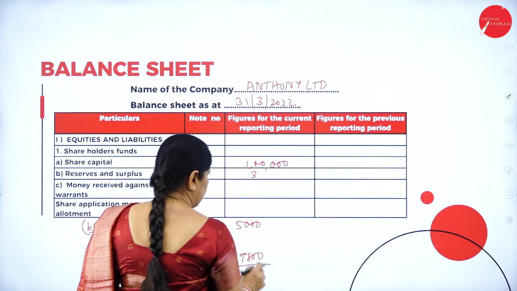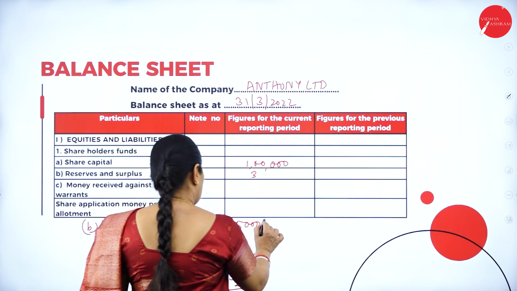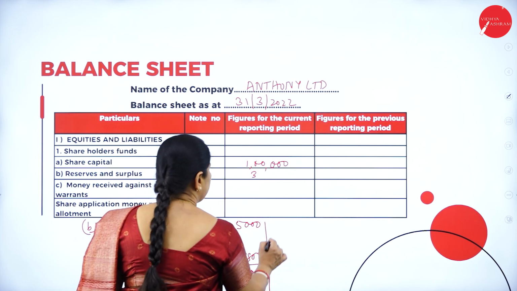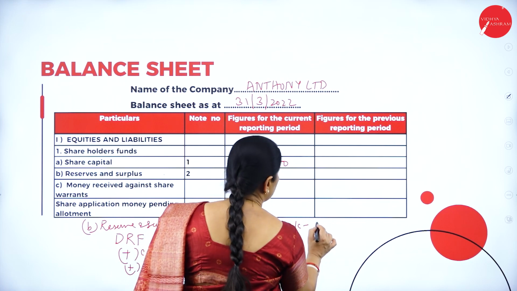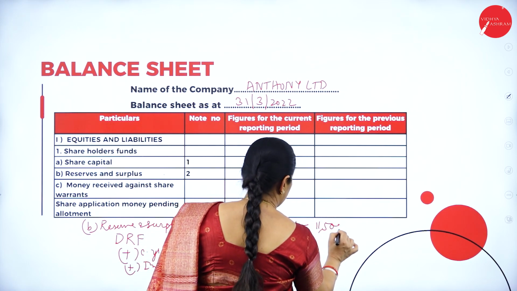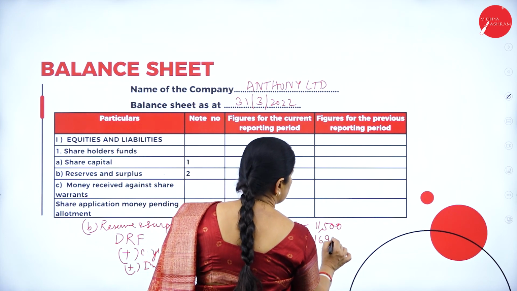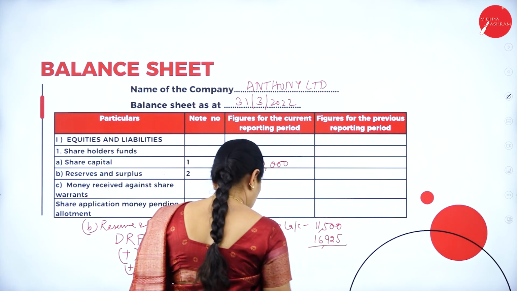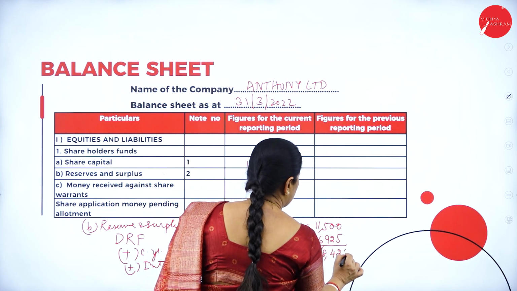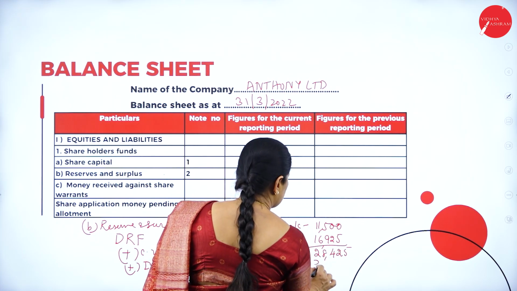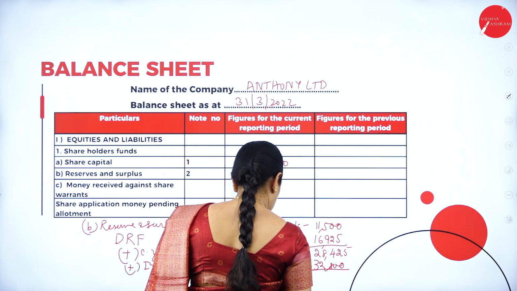So I write here under the heading reserves and surplus 32,800, plus the surplus. What is the surplus? The P&L account, last year's profit and loss account balance is given. It is 11,500 plus this year's profit 16,925. Totally when we add, 28,425 plus 32,800, so the total amount.